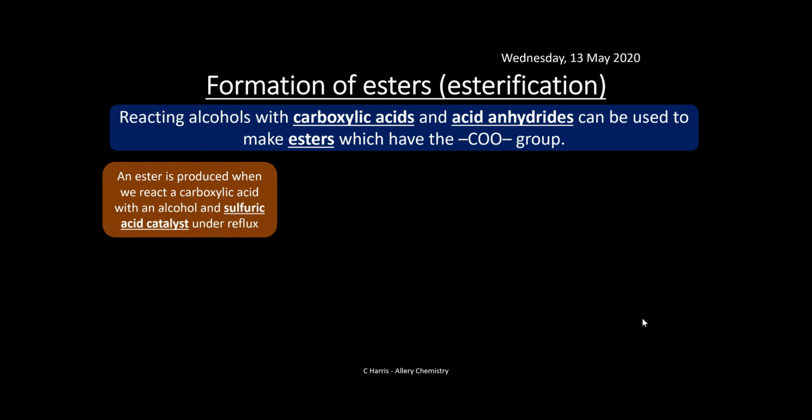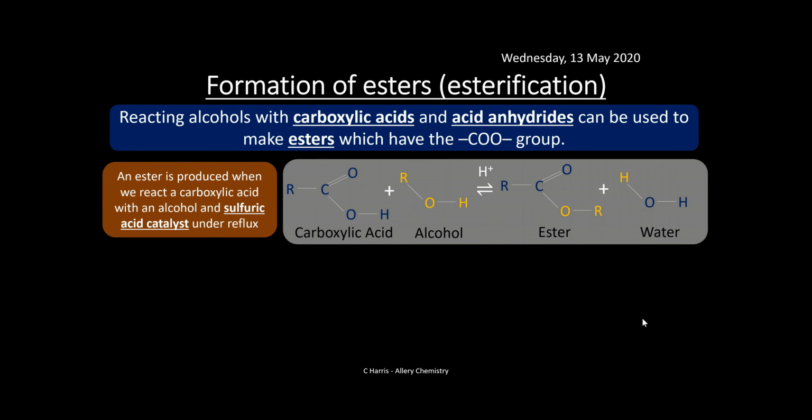An ester is produced when we react a carboxylic acid with an alcohol and a sulfuric acid catalyst under reflux. You might have done this under reflux, or you might have done this in a beaker, depending on what type of esters you're forming. But it's always better under reflux because you get a better yield because you're able to heat it. So carboxylic acid plus alcohol, as you can see here, will produce our ester and water. This is all done under acidic conditions.